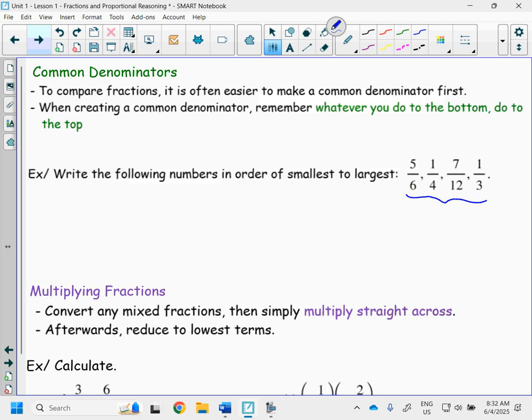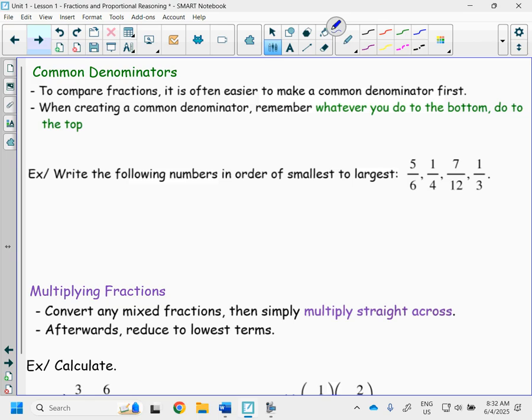So if I look at this example for a second, it says write from smallest to largest, there's a whole bunch of different fractions. In my brain, it might be hard to compare those. Well, which one's bigger, which one's smaller? But if I can make them all comparable fractions, I can do that much easier. So I ask myself, what can I turn a 6, a 4, a 12, and a 3 into? If I had to, I could write out a list of numbers underneath these that I could turn these into.